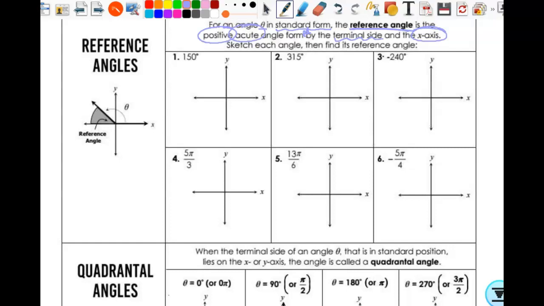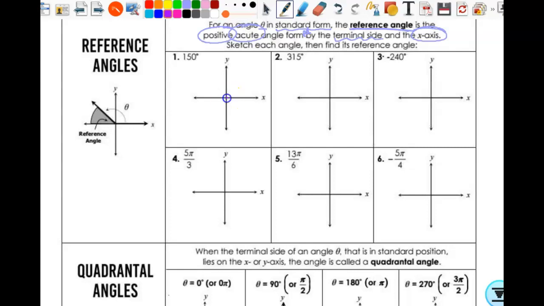So I have this angle here, theta. Once I get theta here, the shortest way from the terminal side back to the x-axis is this way. That's my reference angle. Your reference angle is not necessarily in standard position. That's okay. Theta has to be, but the reference angle doesn't matter which direction you go, it's always positive because it's just the measure. It's not telling you direction. Okay? So let's look at this 150-degree angle.